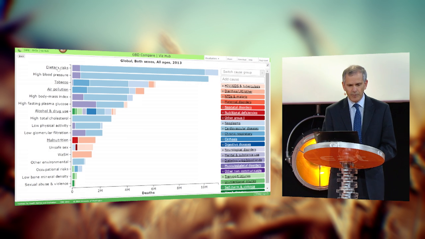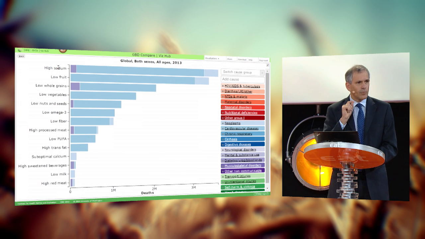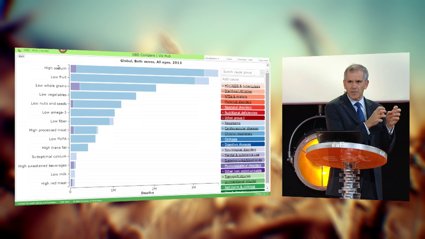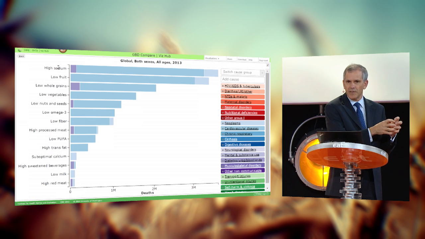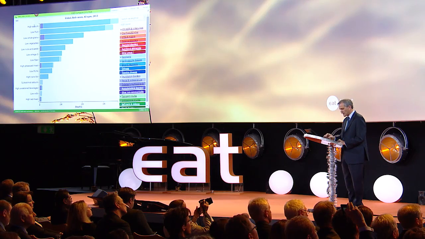Now for diet, we can actually look at the components of diet here. And so diet's a broad basket, and we actually look at specific things for which there's sufficient evidence to make these sort of assessments. So the most important factor for diet is actually high sodium, then low fruit consumption, low whole grains, low vegetables, low nuts and seeds, on down the list to things like high red meat down at the bottom there. So lots of important information.